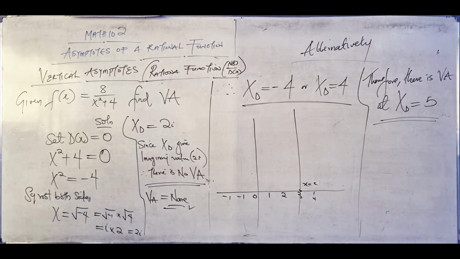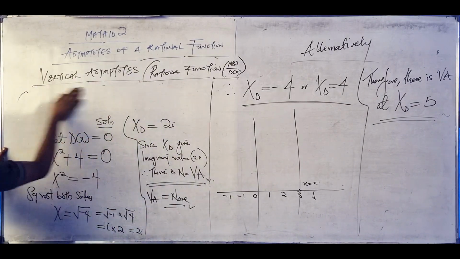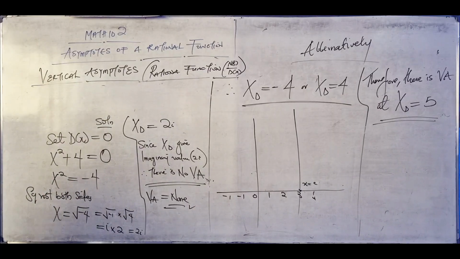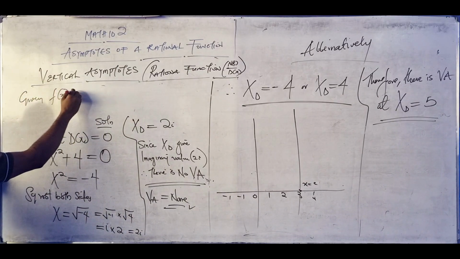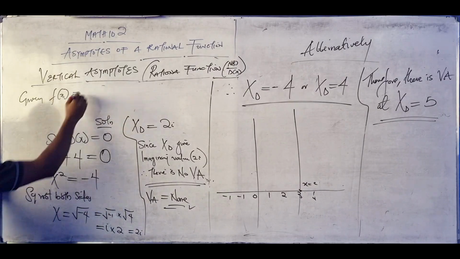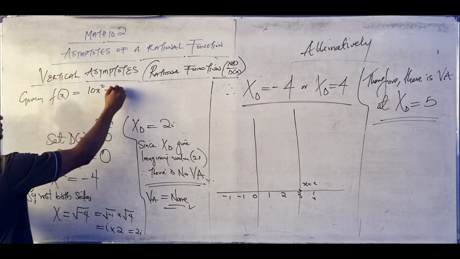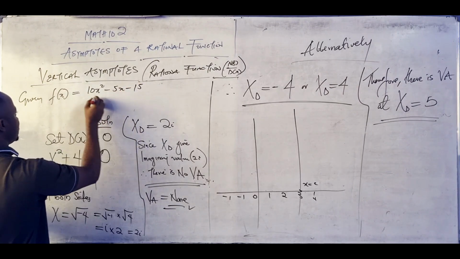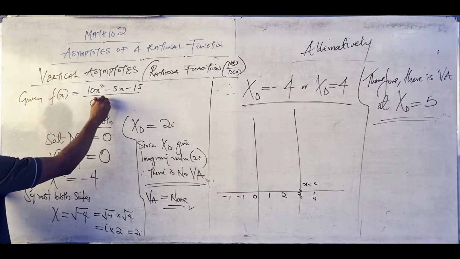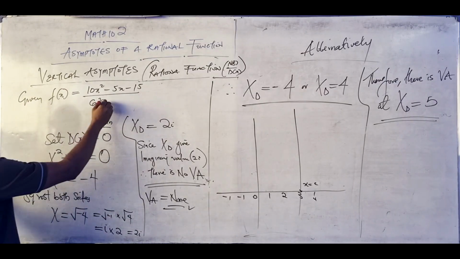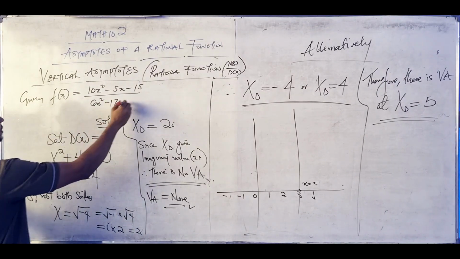Okay, question what now? Question 7. If we are given this, f of x equals 10x squared minus 5x minus 15 divided by 6x squared minus 17x plus 12.